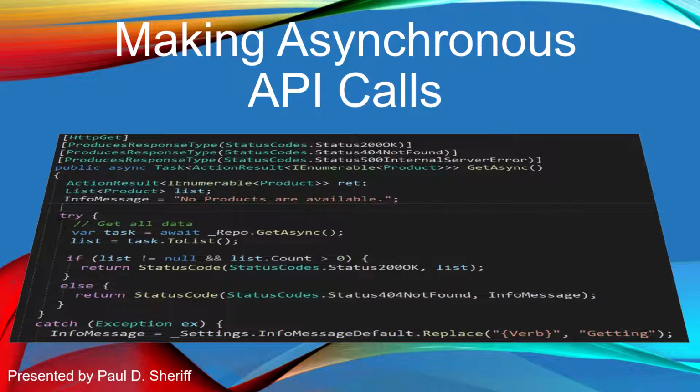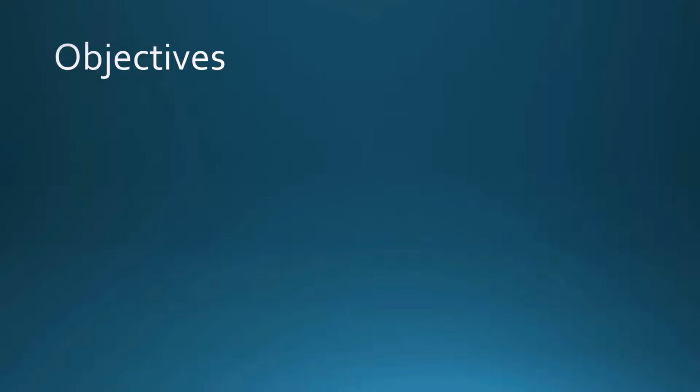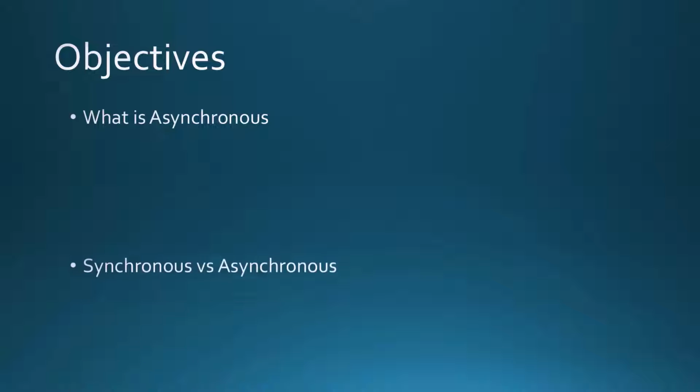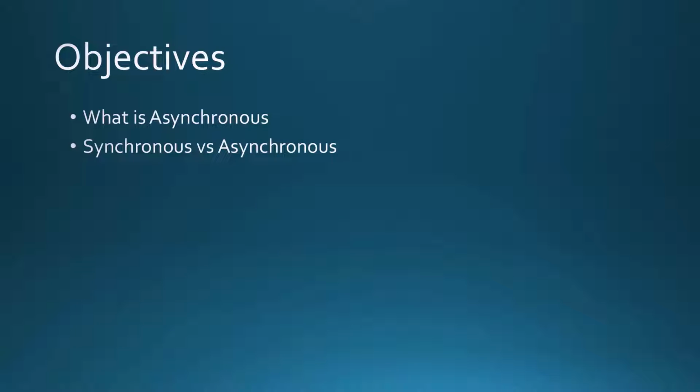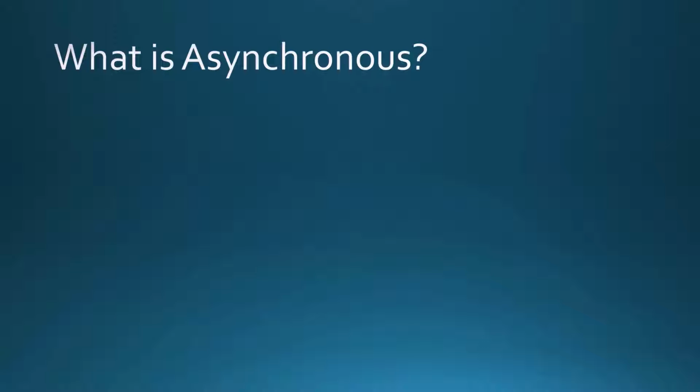In this lesson, you learn to make asynchronous Web API calls. The objectives for this lesson are to find out what is asynchronous. We'll see the difference between synchronous versus asynchronous. We'll talk about asynchronous and Web API calls by taking parts of our program that we've already written and making it asynchronous. So first off, what is asynchronous?